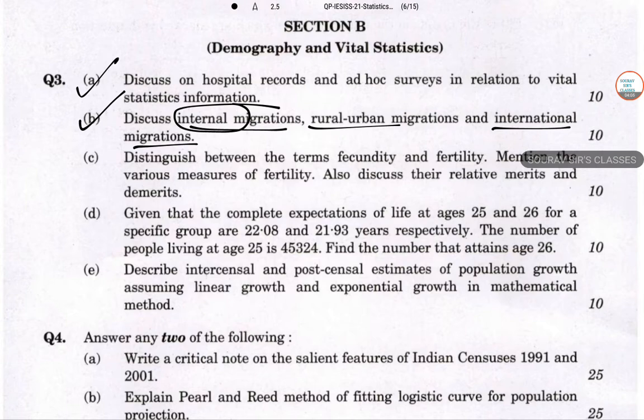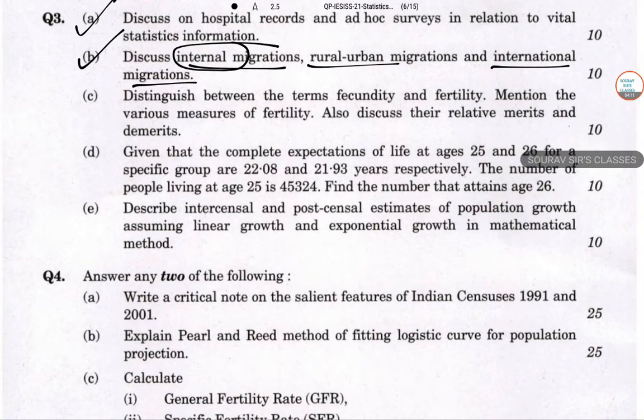Fecundity and fertility. So what is the meaning of fecundity? Let me just explain the term. This is the ability to produce an abundance of offspring or new growth. This is a type of measure of how quickly they can do it. Fecundity is very close to fertility, but they are not the same. Mention the various measures of fertility, and also discuss the relative merits and demerits of them.